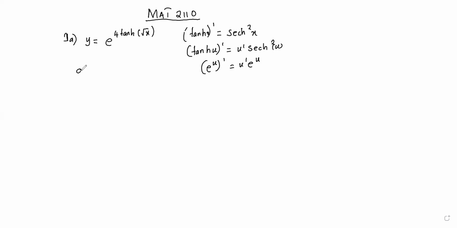So meaning, here we're going to have dy dx to be equal to the derivative of this guy, which is 4, and then the derivative of hyperbolic tan, which is equal to hyperbolic sec squared of root x. Then we differentiate the root of x. We're going to get the derivative of root x, that's half x power minus half, and then you multiply by e to the whole power.